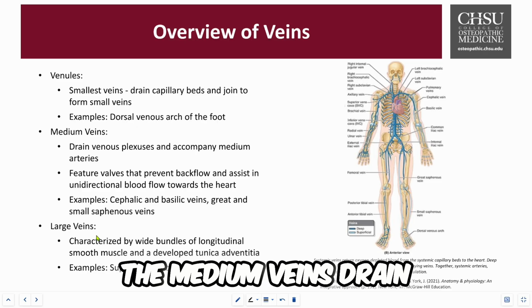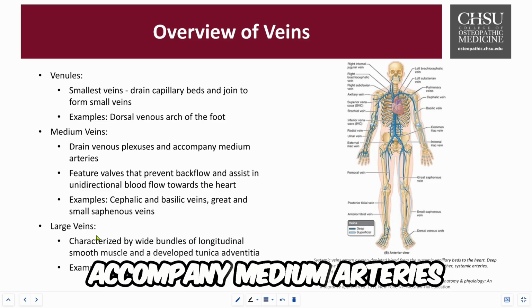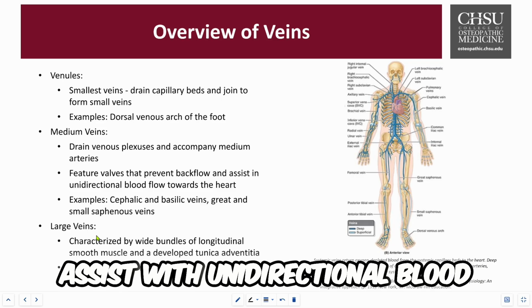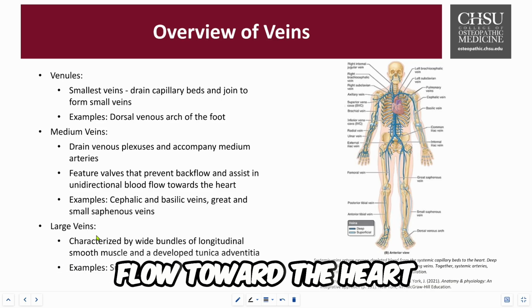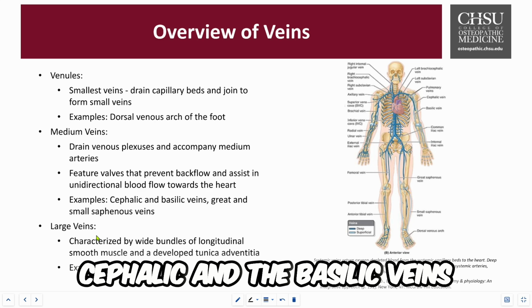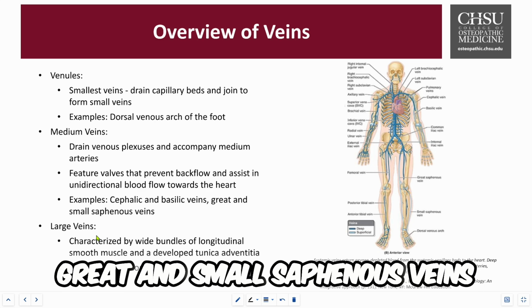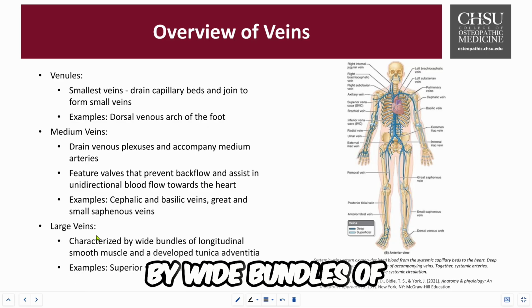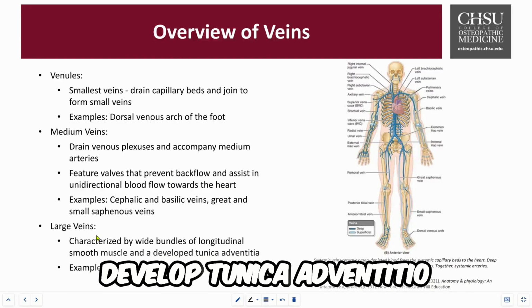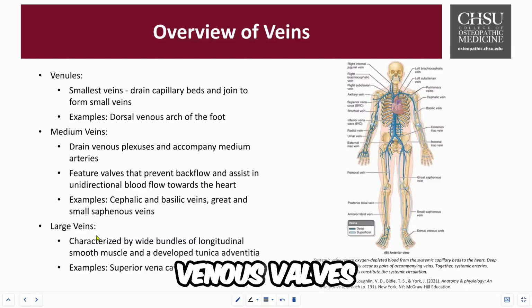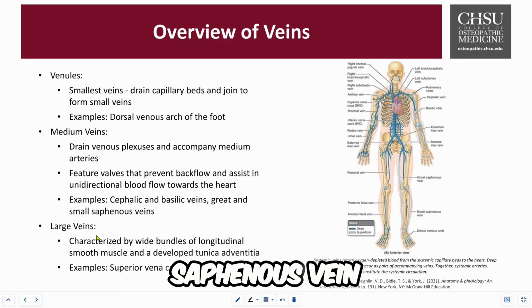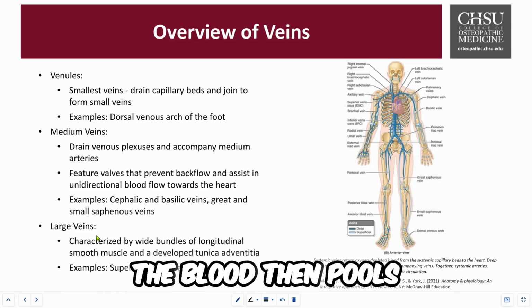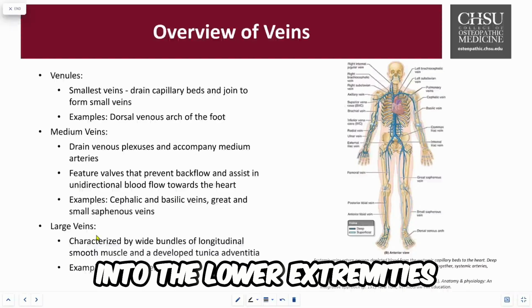The medium veins drain venous plexuses and accompany medium arteries. A key feature of the medium veins is that they contain valves that prevent backflow and assist with unidirectional blood flow toward the heart. Examples would be the cephalic and the basilic veins, as well as the great and small saphenous veins. Large veins, like the superior vena cava, are characterized by wide bundles of longitudinal smooth muscle and a well-developed tunica adventitia. Any failure of these venous valves, especially in the great saphenous vein, is a primary cause of varicose veins and chronic venous insufficiency, as the blood then pools in the lower extremities.